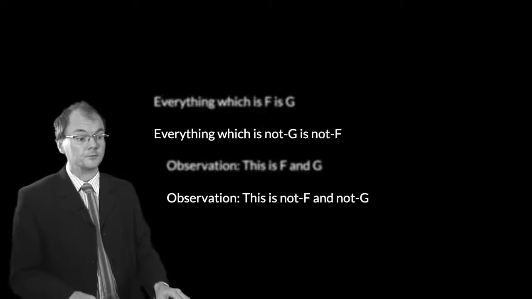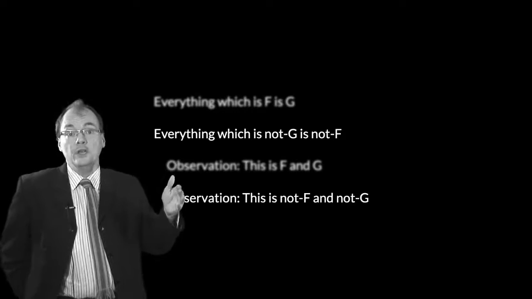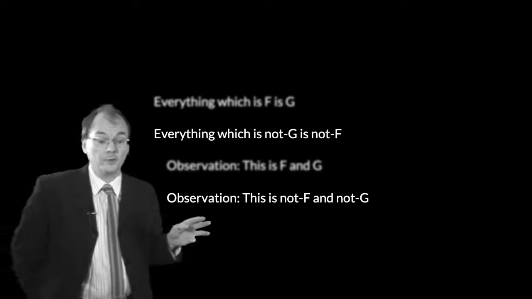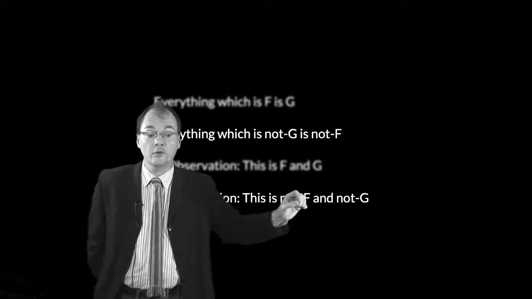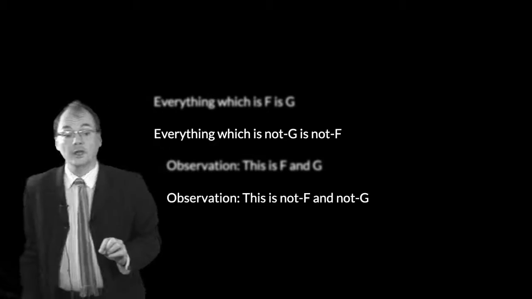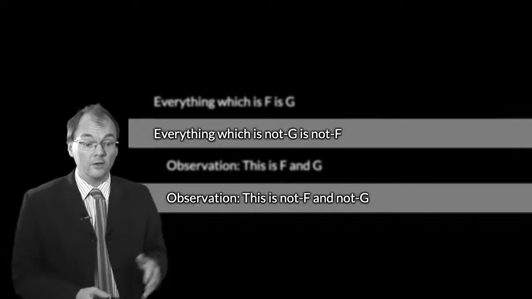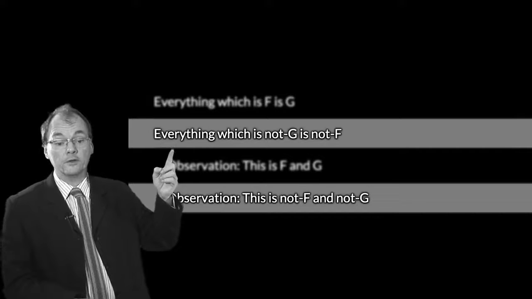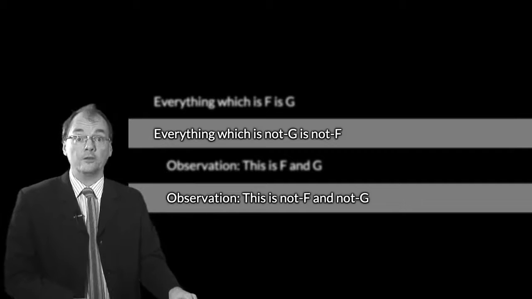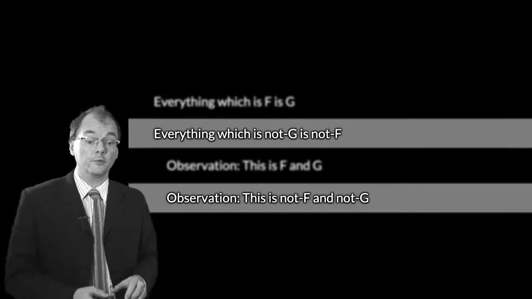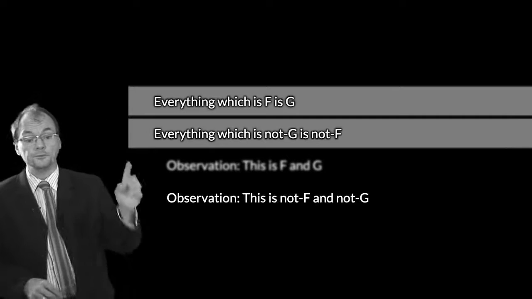Marvellous. Now here's another generalization. Everything which is not good is not chocolate. And an observation: this is not good and this is not chocolate. Marvellous, very simple. And what we know, of course, is that the second observation counts as evidence for the second generalization because it is an instance of that generalization, if the first principle that we just saw is true. Marvellous. Here's the catch.